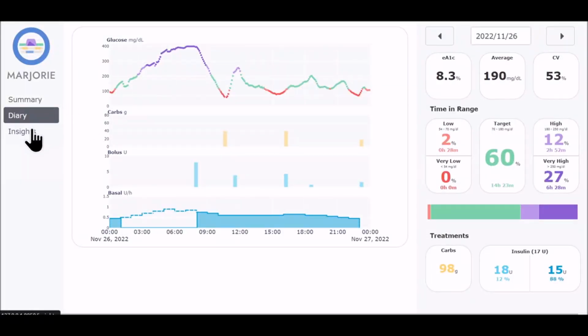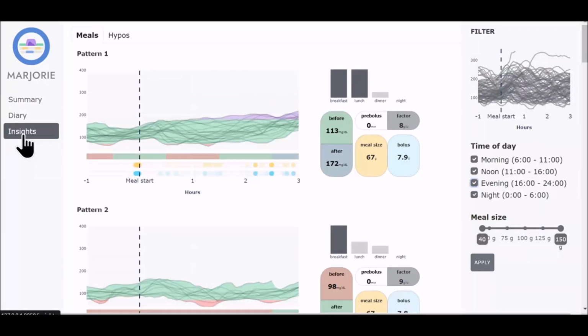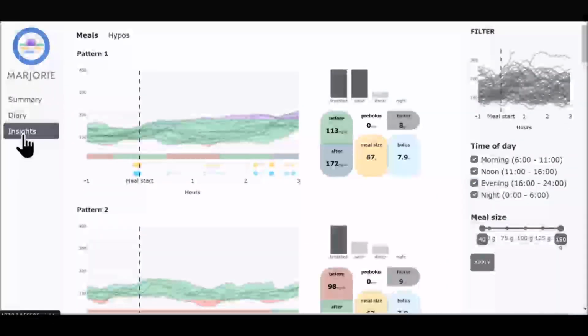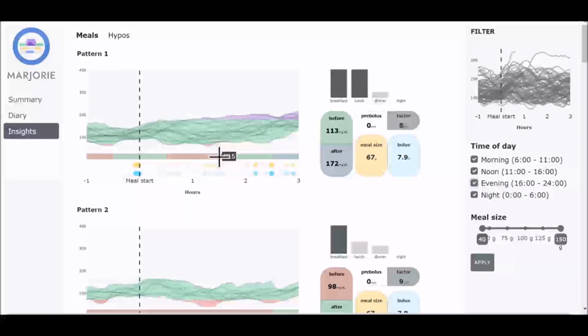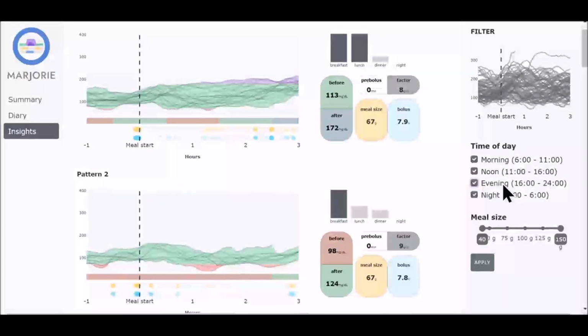Next, we navigate to the Insights view. Here, 4-hour windows that contain meals are extracted from the dataset and clustered by glucose similarity. This results in a collection of typically occurring glucose patterns during a meal. On the right, there's a filter sidebar that shows an overview of all the extracted data, and users can select a preferred time of day or a preferred meal size they want to filter for.